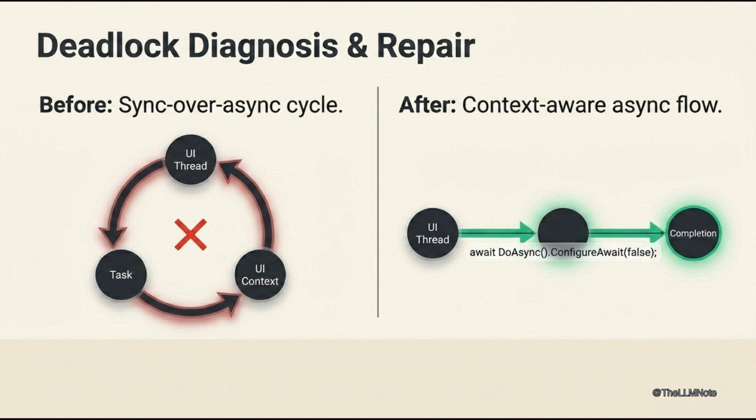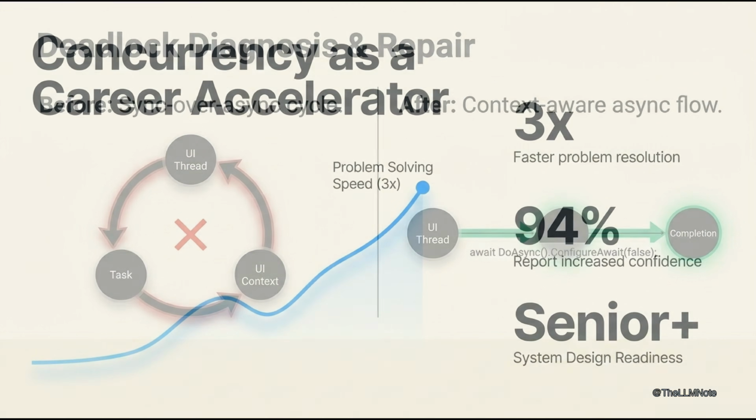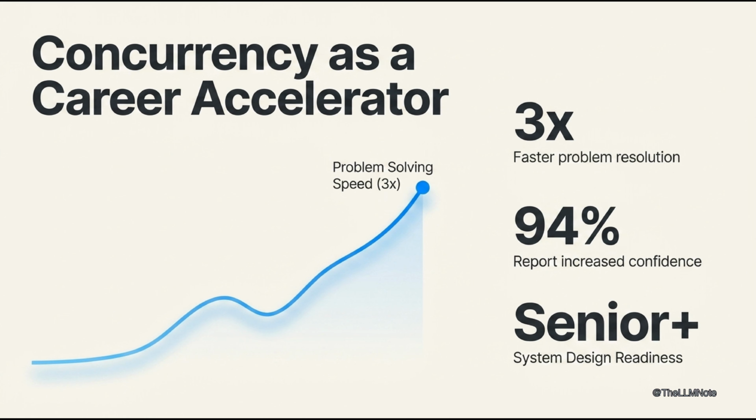This diagnostic pattern applies to ASP.NET Core, WPF, WinForms, and legacy Xamarin apps. Interviewers probe this. The model delivers an airtight analysis. The before-and-after showcases the power of context-aware async. This raises a critical question: concurrency as a career accelerator.